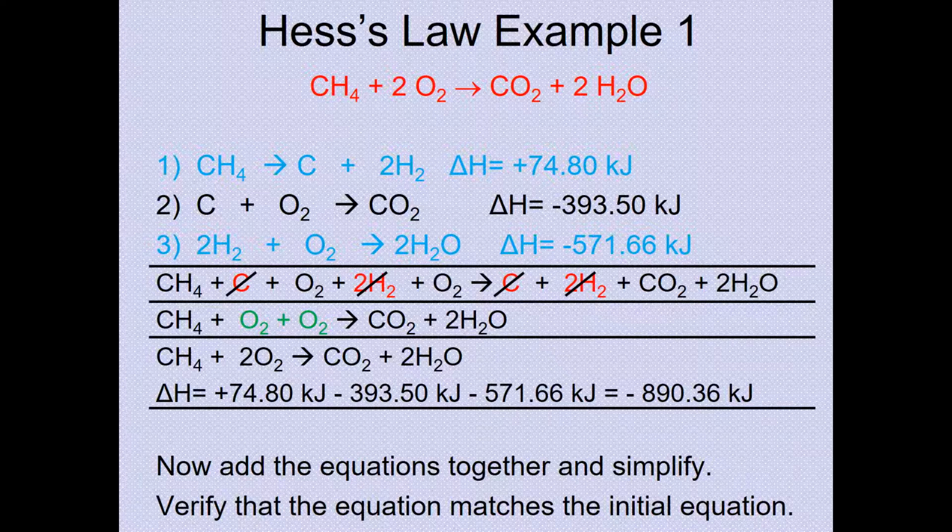Now that we know that we have everything correct, we add our three numbers together. Remember, if it's a negative sign, it's technically subtracting. And we get the answer of negative 890.36 kilojoules. I like to think about Hess's law problems like they are puzzles. I don't think they are actually that hard. They just require you to use your brain and think it through. They're kind of like balancing chemical equations. It might take a little bit of trial and error, but you'll get the hang of it.